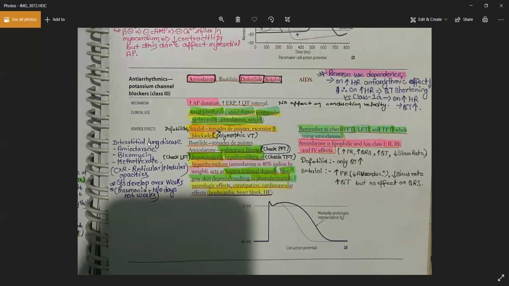Then come the adverse effects, which include hepatotoxicity, hypothyroidism and pulmonary fibrosis. So you always have to check the PFT, TFT, and LFT before giving the patient amiodarone. Ibutilide can cause torsades de pointes. Sotalol has an excessive beta blockade effect as well as torsades de pointes. Amiodarone can also deposit in your cornea and cause grayish and bluish deposits. Very important. When you look at the cornea, you will see the grayish and bluish deposits of amiodarone.